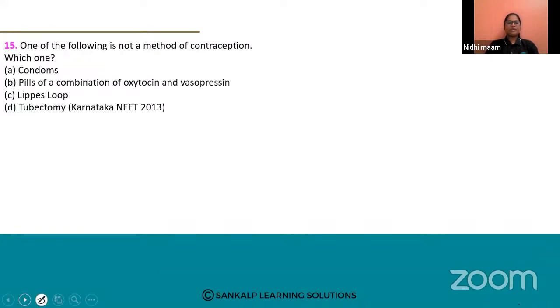Next question. One of the following is not used as a method of contraception. Which is not used as a method of contraception? A, condoms. B, pills of combination of oxytocin and vasopressin. C, Lippes loop. D, tubectomy. Which is not used as a method of contraception? Kirti answered it.